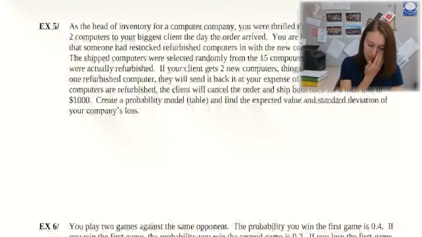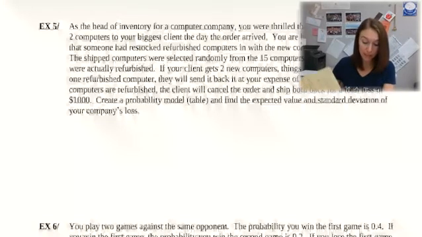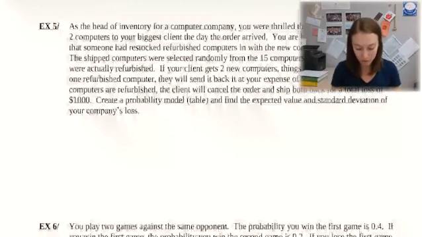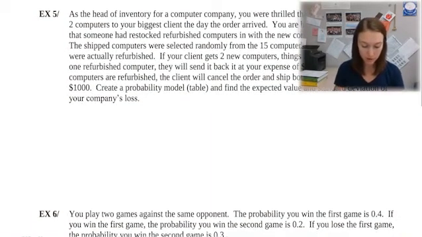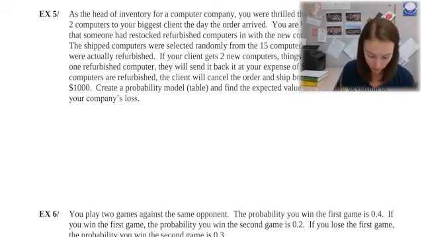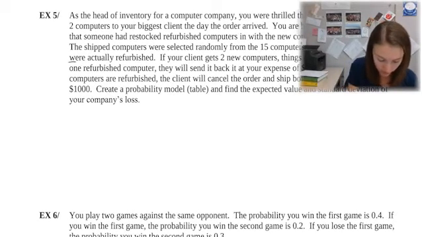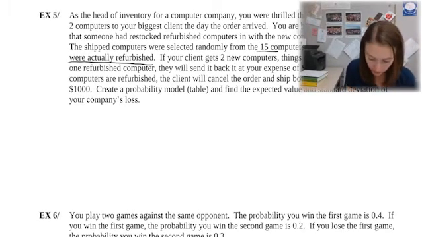As the head of inventory for a computer company, you were thrilled that you had managed to ship 2 computers to your biggest client the day the order arrived. You were horrified, though, to find out that someone had restocked refurbished computers in with the new computers in your warehouse. The shipped computers were selected randomly from the 15 computers in stock, but 4 of those were actually refurbished. Okay, so 4 of those were refurbished, and there were 15 computers in stock.